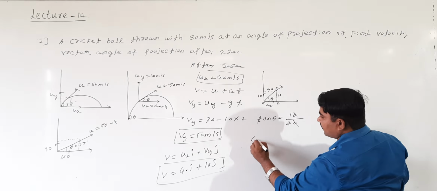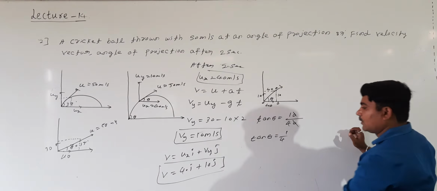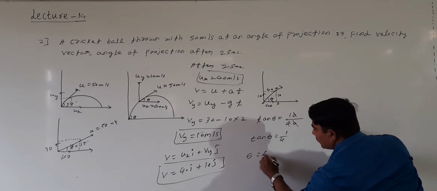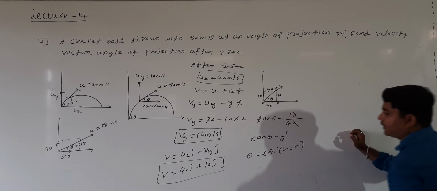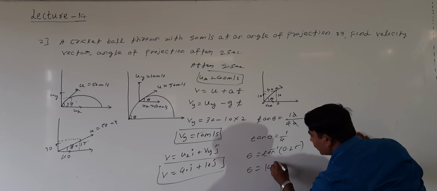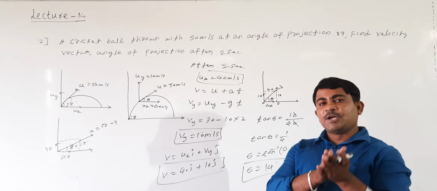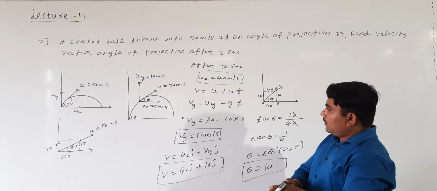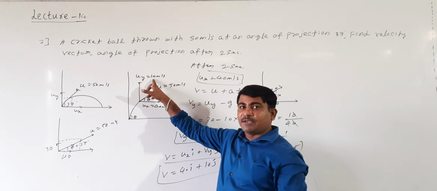What is tan theta here after 2 seconds? After 2 seconds, 1 divided by 4. Theta equal to how much? Tan inverse of 1 by 4, that is 0.25. Right? How much is it nearly? This is nearly equal to 14 degree. I mean, after 2 seconds, the horizontal component of the velocity remains the same, but the vertical component will change by this value.